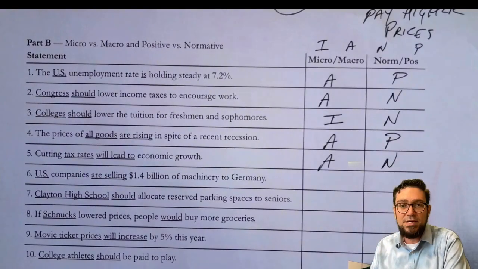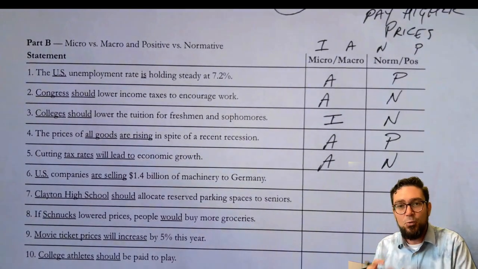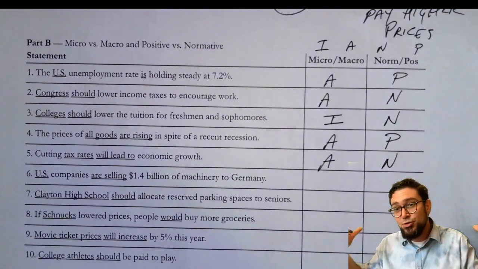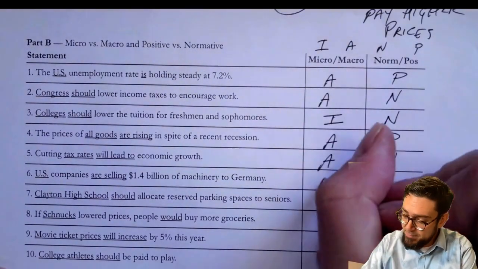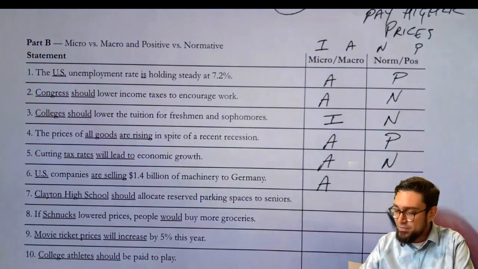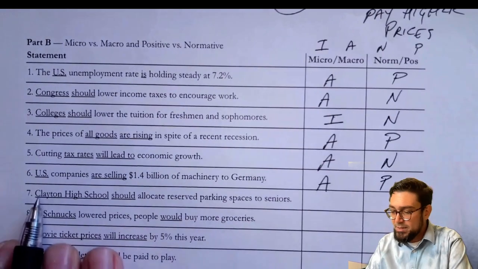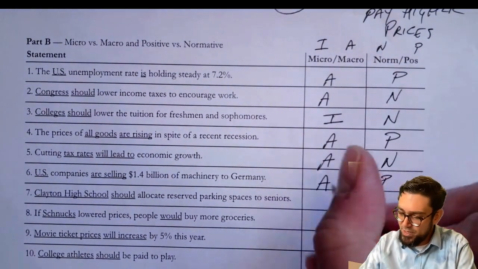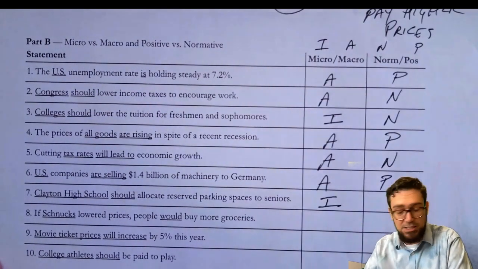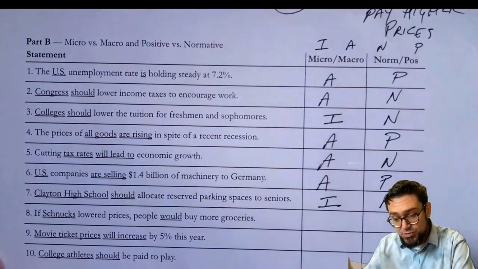US companies are selling 1.4 billion of machinery to Germany. US companies, Germany, the whole economy, we're going to say macro. Are selling. That's how much is happening right now. That's going to be a positive statement. Clayton High School, well, that's a micro statement right there, right? We're dealing with one school. Should allocate reserve parking spaces to seniors. Again, a normative statement. We should do something.